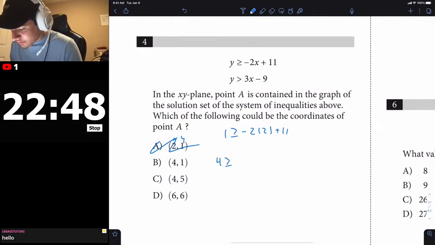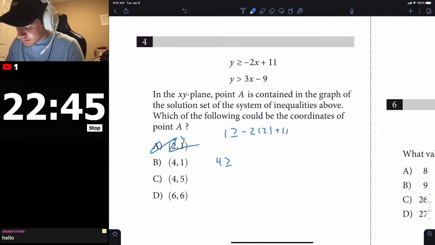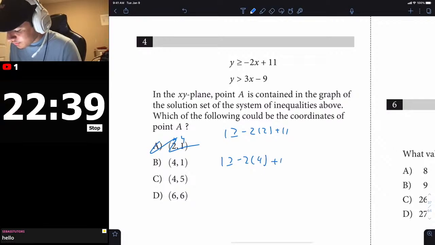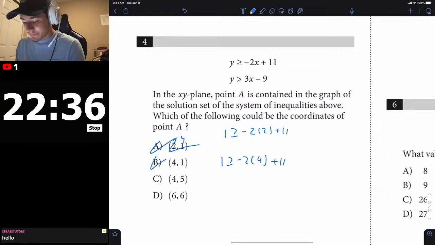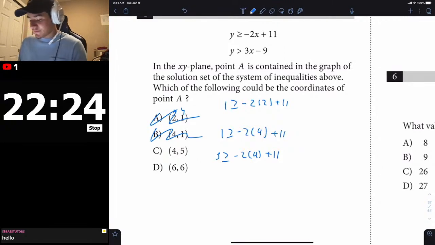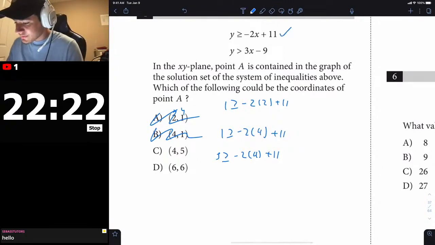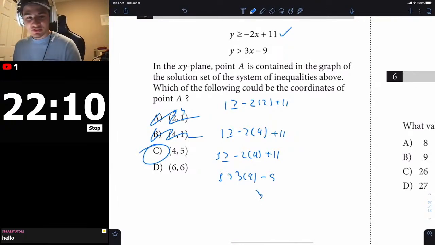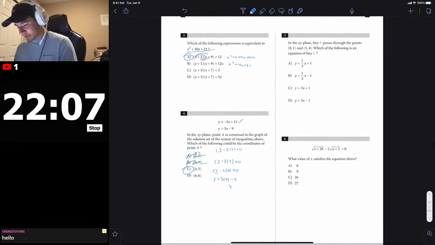Let's see, 4. Oops, not 4. Sorry, that should have been B. 1 is greater than or equal to negative 2 times 4 plus 11. So that's negative 8 plus 11. No, B is out. Not true. Let's see 4, 5. So 5 is greater than or equal to negative 2 times 4 plus 11. Ooh, I think, yep, that should be true, right? Because 5 is greater than or equal to 3. So this one works. Now let's check the bottom one. 5 is greater than 3 times 4 minus 9. 12 minus 9 is going to be 3. 5 is greater than 3, so the answer is C because it satisfies both inequalities.